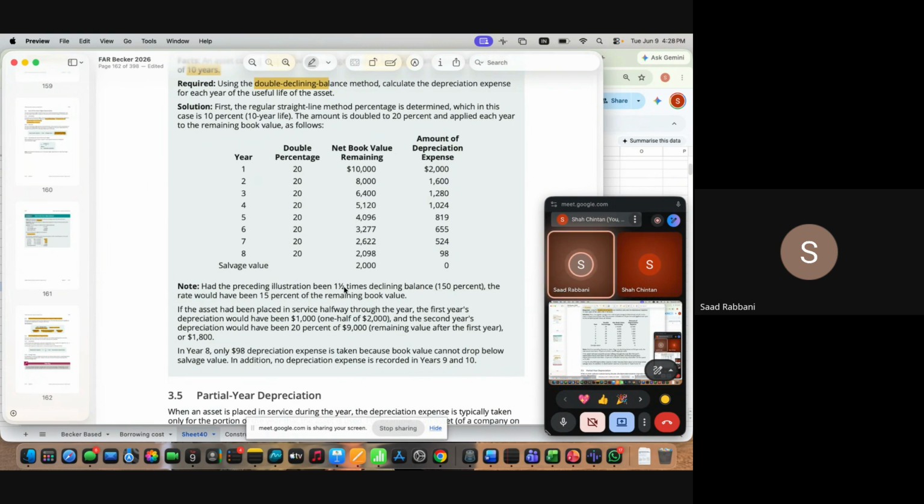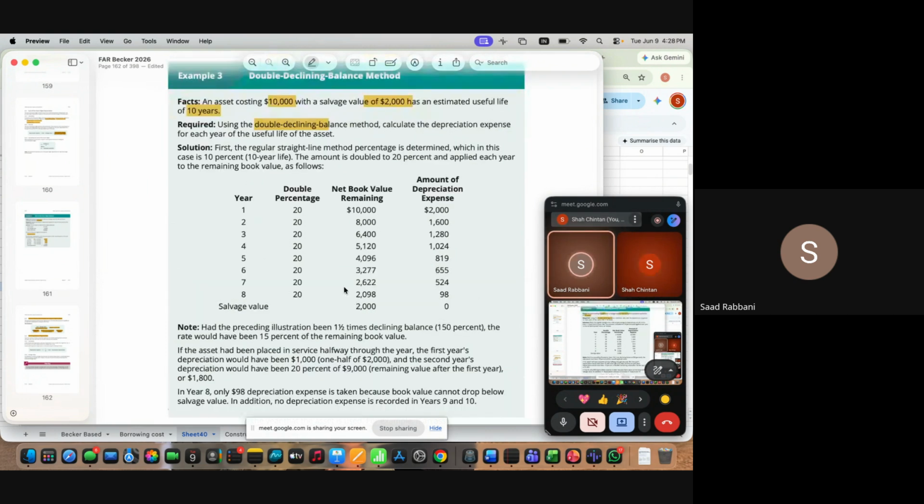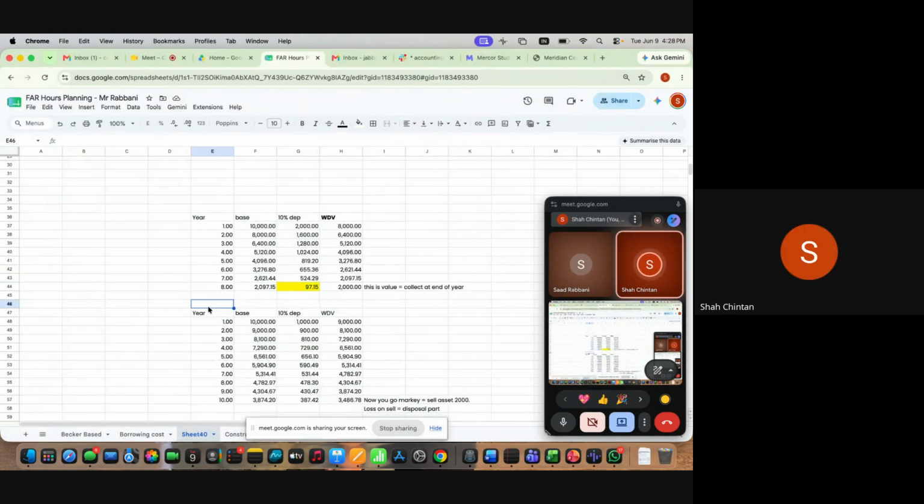What's the second one in the Google Sheet? This is the normal depreciation, the normal declining method, not a double declining. This is a normal declining method.